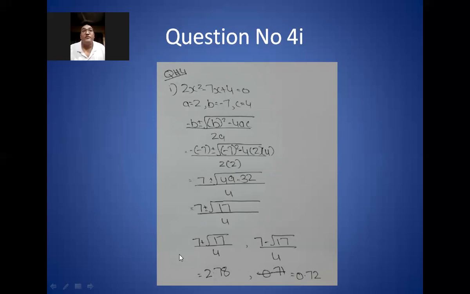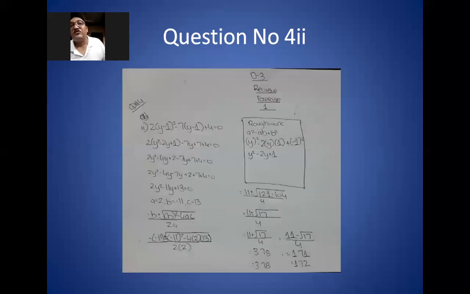So now we have two options here. 7 plus under root 17 divided by 4 equals, and that will give you 2.78. The second option will be, in your calculator, you will write 7 minus under root 17 equals, divided by 4 equals, and that will give you 0.72. So this is how you will solve question number 4, its first part.